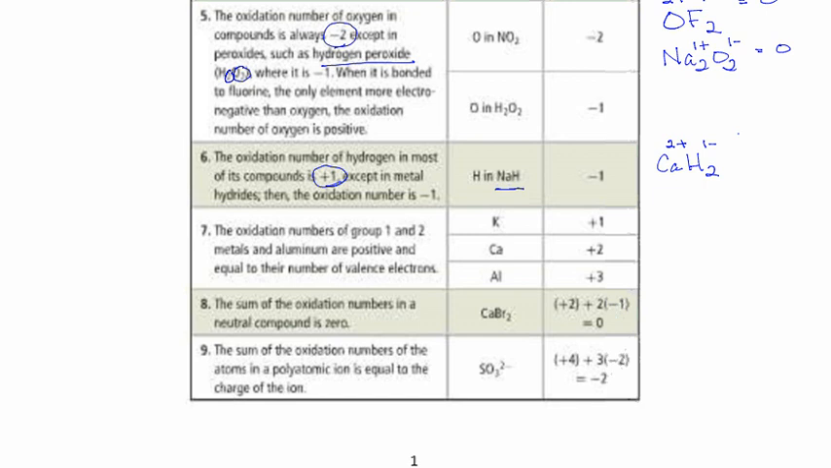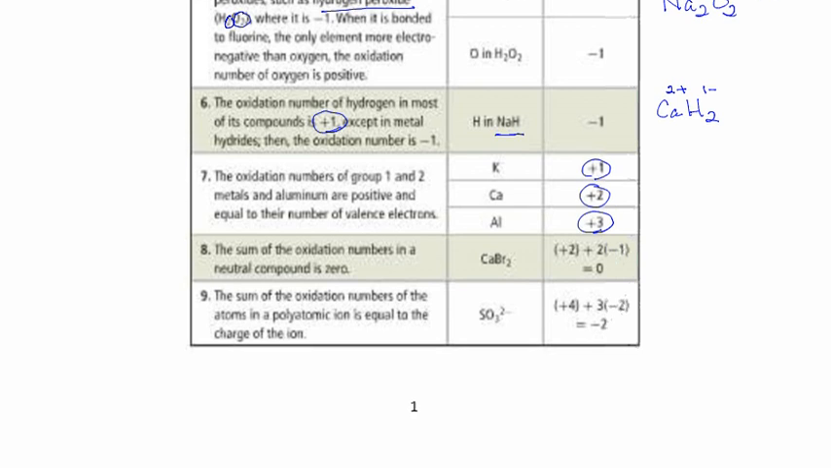Number 7, group 1 and group 2 will always be +1 and +2. Aluminum will always be +3. Number 8, the sum of oxidation numbers in a compound has to add up to 0. So AlCl3, aluminum is +3. Chlorine is -1, times 3. So the formula is AlCl3 so that the charges add up to 0.